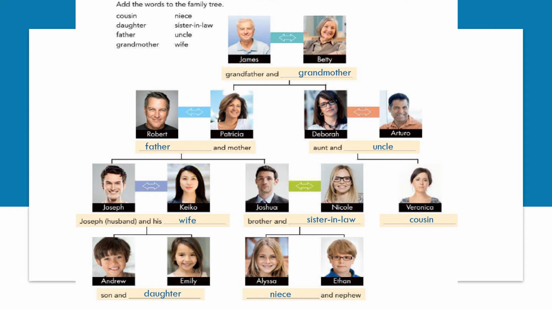Joseph and Keiko have two children, Andrew and Emily. Andrew is his son, and Emily is his daughter. Joshua and Nicole also have two children. Alisa is Joseph's niece, and Ethan is Joseph's nephew.